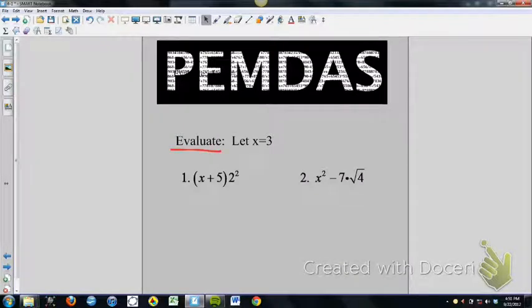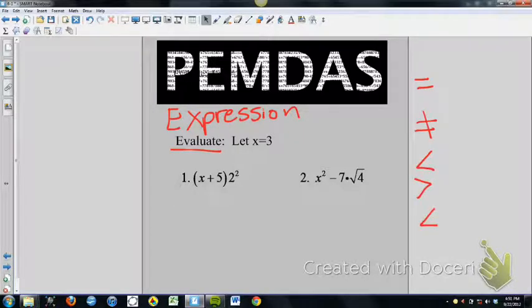Now, just a reminder, evaluate means to find the value for an expression. Okay, and an expression is a mathematical object that doesn't have an equal sign. Not only does it not have an equal to sign, it doesn't have a not equal to sign, a less than symbol, a greater than symbol, a less than or equal to symbol, or a greater than or equal to symbol. It has no comparison symbols. Okay, an algebraic expression just has none of these 6 comparison symbols. So this first object is an algebraic expression.